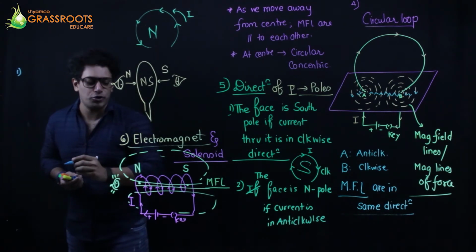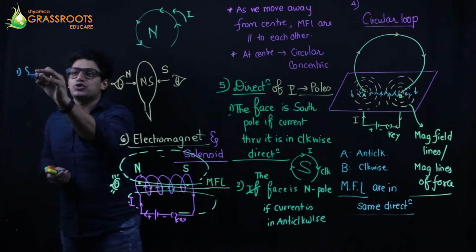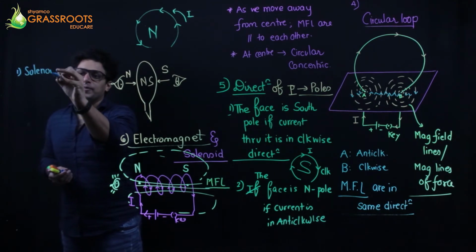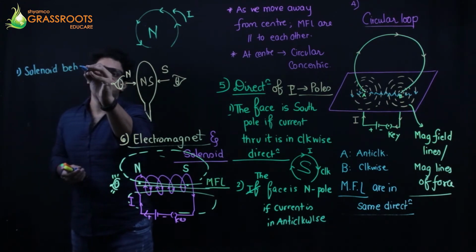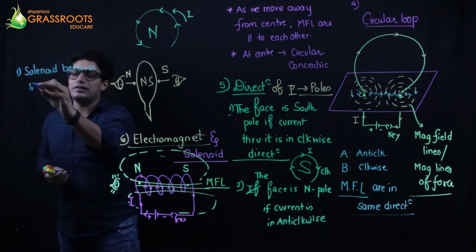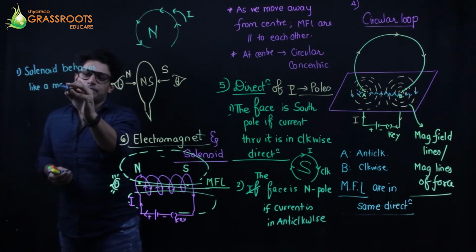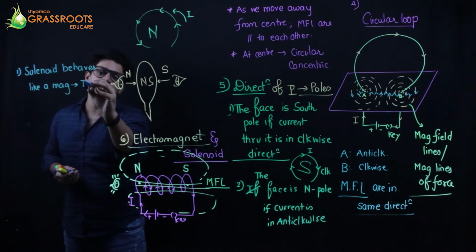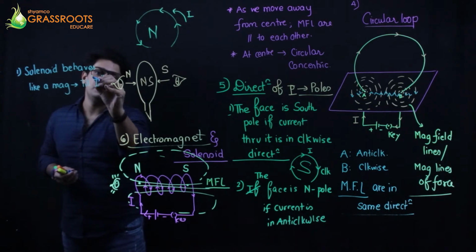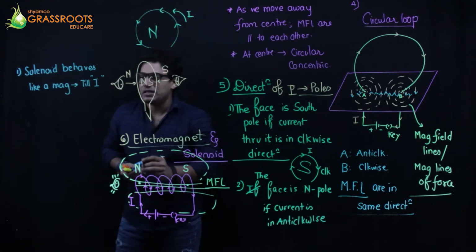solenoid में first point, solenoid behaves like a magnet. कब तक? Till the current flows, till current is there.